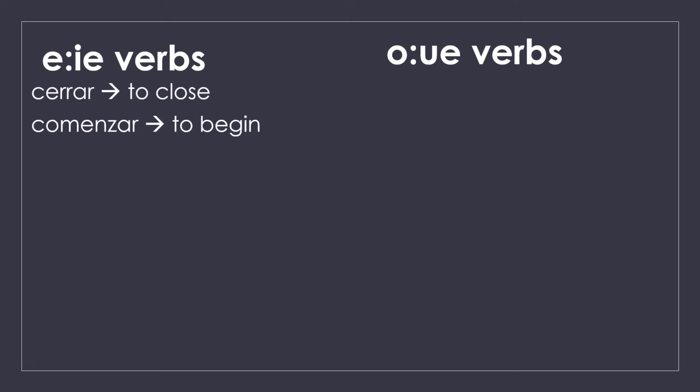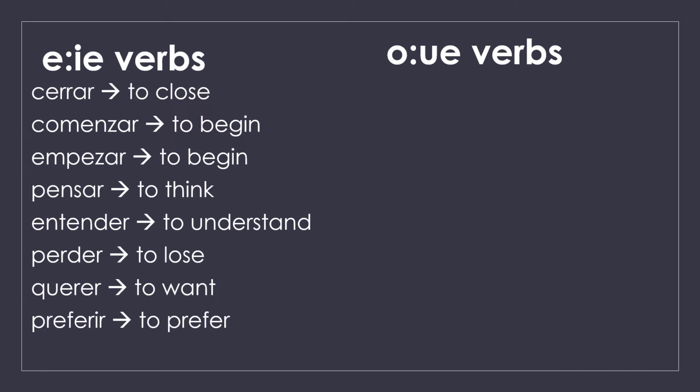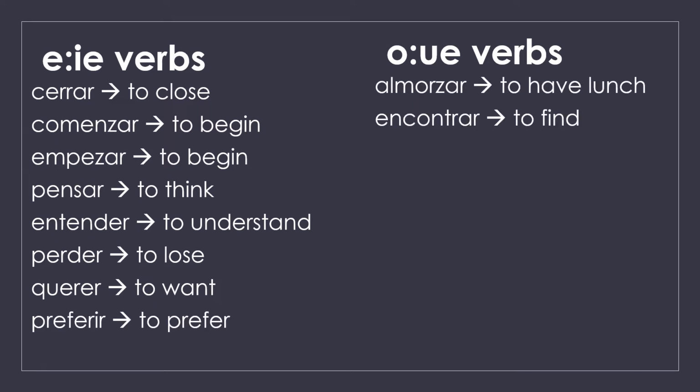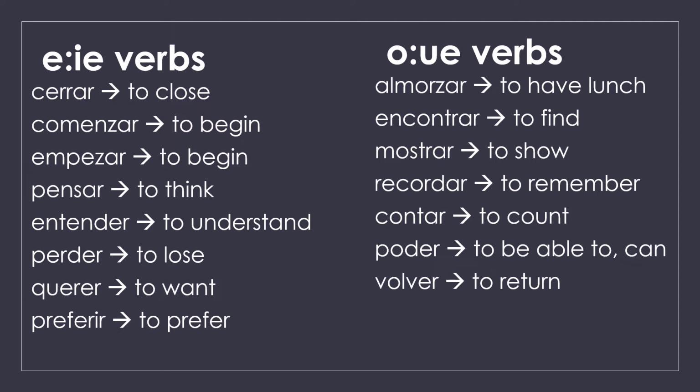So let's go ahead and look at the verbs that are E to IE and then O to UE. So we have cerrar, comenzar, empezar, pensar, entender, perder, querer, preferir. And then for O to UE, it's almorzar, encontrar, mostrar, recordar, contar, poder, volver, and dormir.